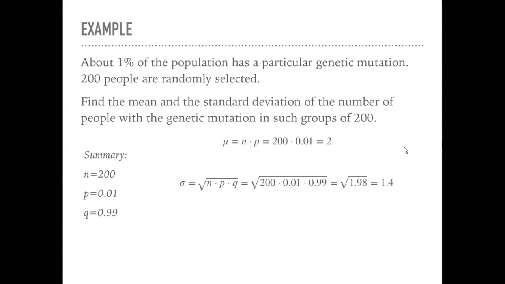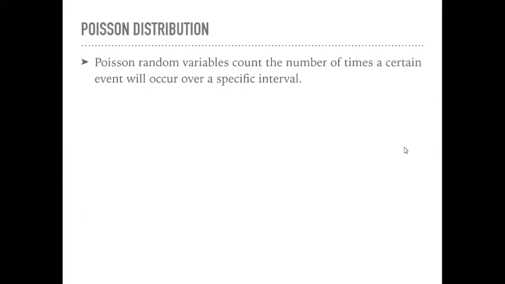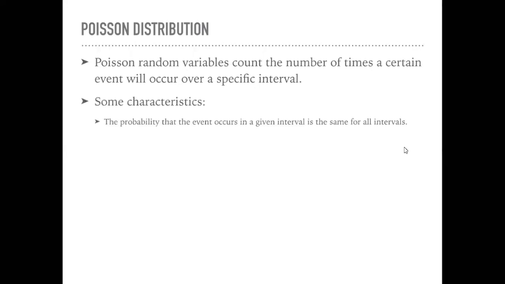We also want to talk about the other special distribution that I said we would discuss, which is the Poisson distribution. The Poisson random variables count the number of times that a certain event will occur over a specific interval. Some characteristics here: the probability that the event occurs in a given interval is the same for all intervals, and the events occur with known mean and independently of the time since the last event.